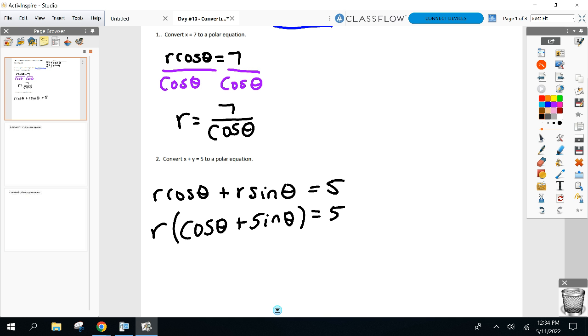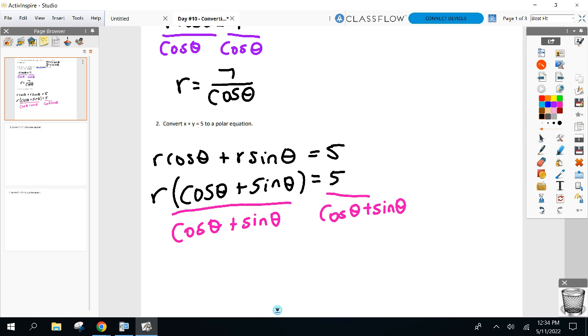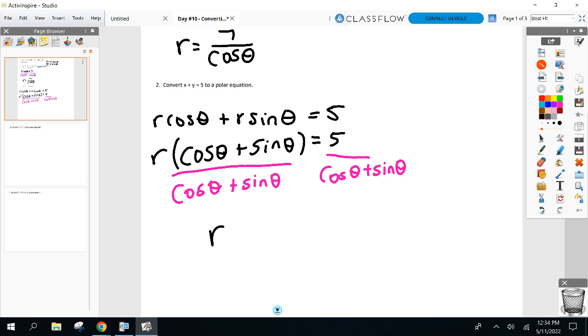So how do I get rid of that full parenthesis? What's happening between the r and the parenthesis? Okay, so undo it. How? Divide the whole thing out. See you later. All of it. Cosine theta plus sine theta. And then what am I left with on the left side? Just an r. And over here, doesn't look great, but that's what it is in polar form.